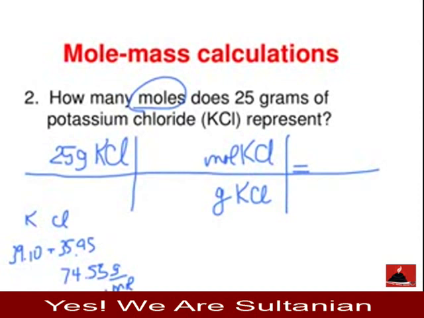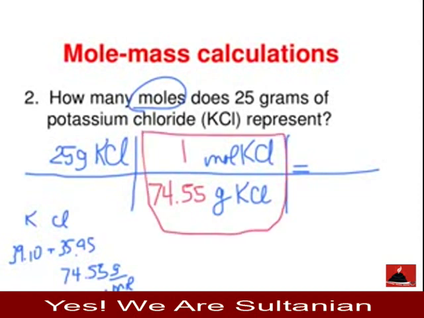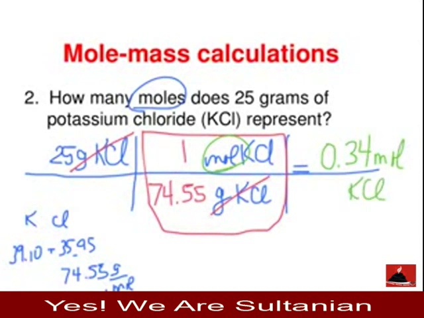So this time, when I go to enter this in, I'm going to make sure that I put that there are 74.55 grams per 1 mole. So the conversion is still using the molar mass in this spot, but I'm just flipping it so that grams cancel with grams. And when I do my calculation, I get 0.34 moles, it's my unit that I have left over, of potassium chloride. And I'm done.